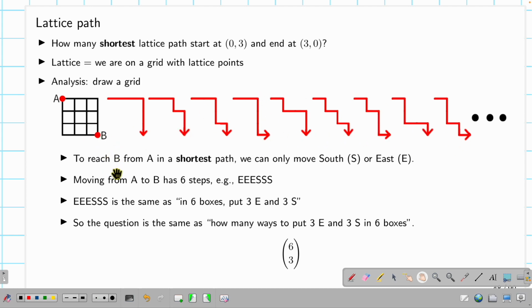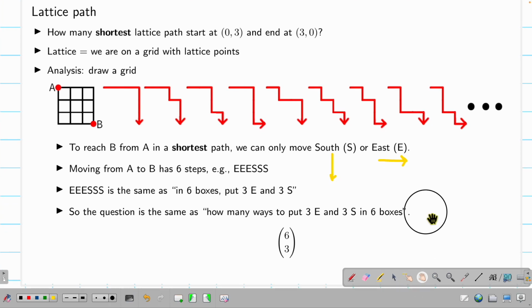If you see that to reach B from A in a shortest path, here shortest means you cannot go back. For example, from A to B, you can only move east or you move south. Can you move north? No, because if you move north, you're going back. It's not shortest, you're increasing the length. Can you move west? No. If you move west, you are also increasing the length. So you can only move south or east. These are the only two possibilities here.